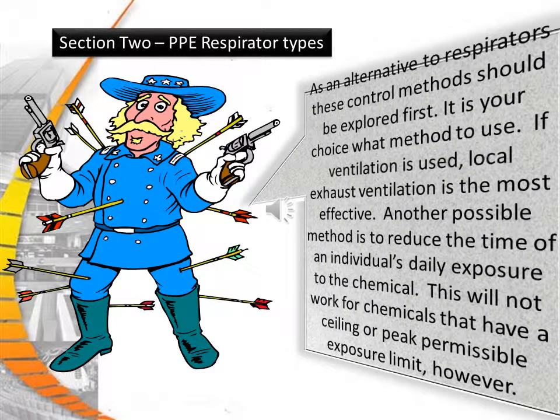As an alternative to respirators, these control methods should be explored first. It is your choice what method to use. If ventilation is used, local exhaust ventilation is the most effective. Another possible method is to reduce the time of an individual's daily exposure to the chemical. This will not work for chemicals that have a ceiling or peak permissible exposure limit, however.